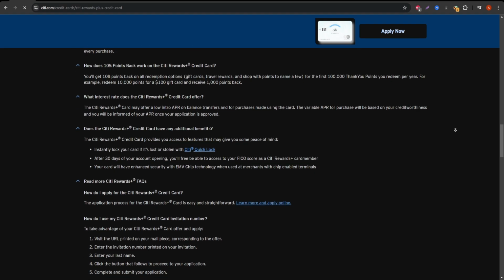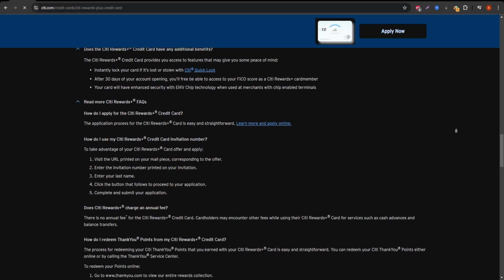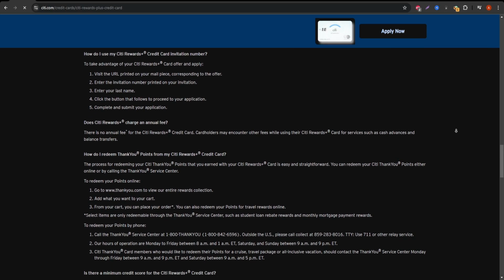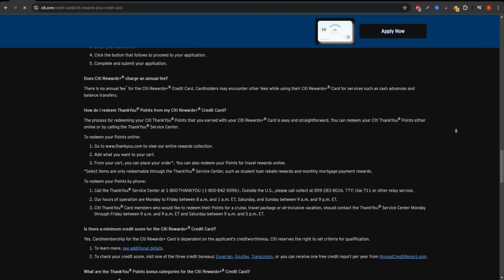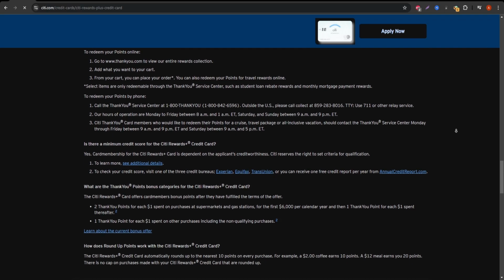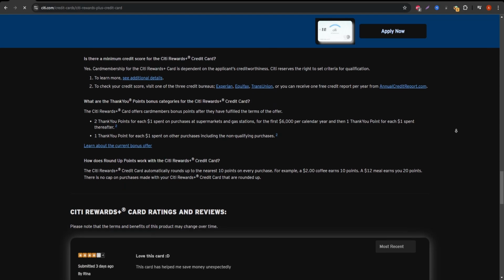Let's talk about the reward structure. You earn 2 points per dollar at supermarkets and gas stations on the first $6,000 per year, then 1 point per dollar after that. For all other purchases, you get 1 point per dollar. While the bonus categories are limited, the roundup feature can make a big difference for frequent spenders in smaller amounts.